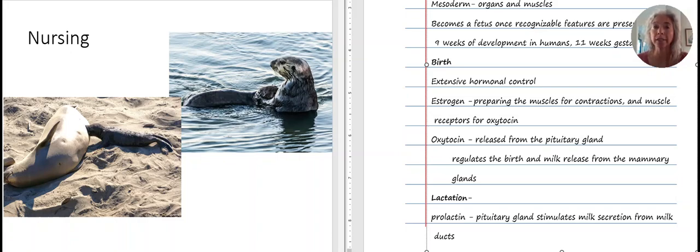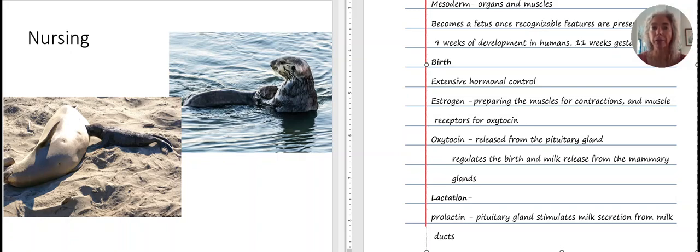Lactation is an important stage for mammals to become more independent, while their nutrition is still provided for them. This is extremely energetically demanding, sometimes doubling the mother's metabolic rate. 2 hormones regulate the lactation process. Prolactin from the pituitary gland stimulates milk secretion from the milk ducts, and oxytocin from the pituitary stimulates milk ejection from the mammary glands.